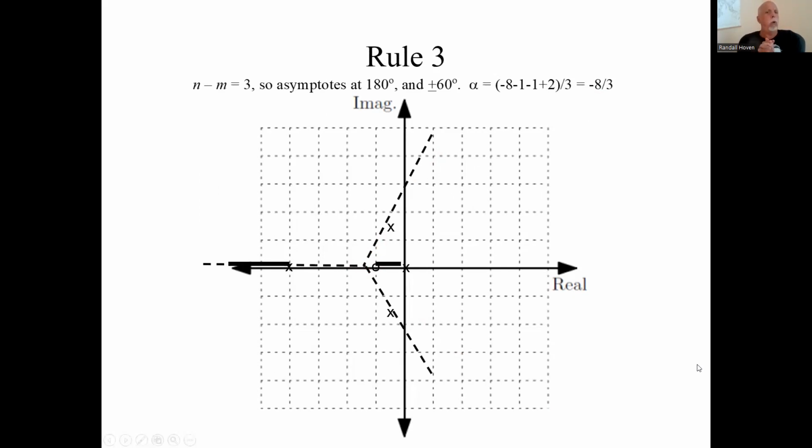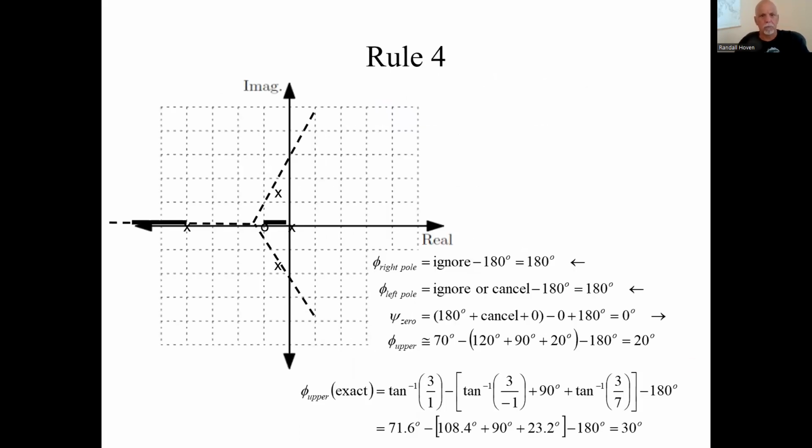Now the next thing is departure angles. Let's just go through. How about this pole? Well, you can ignore every pole on the real line to its left, and you can ignore complex poles because it's on the real line. Or ignore everything except the -180 degrees in the formula. This guy's going to depart going strictly left.